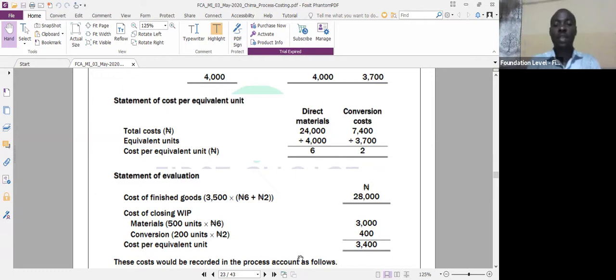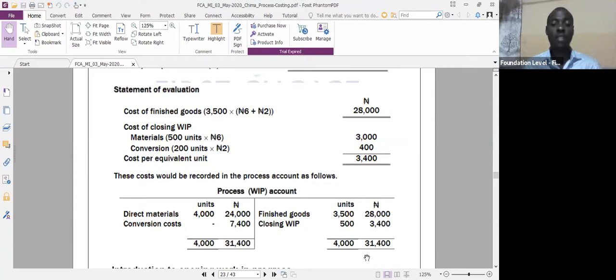All right. So if you look at the costs, material cost of 24,000 plus conversion cost of 7,400 is as good as saying 31,400. The same thing here, 28,000 plus 3,400. Okay, that is 31,400. So it seems that everything has been accounted for.